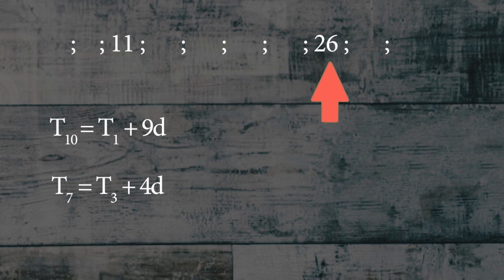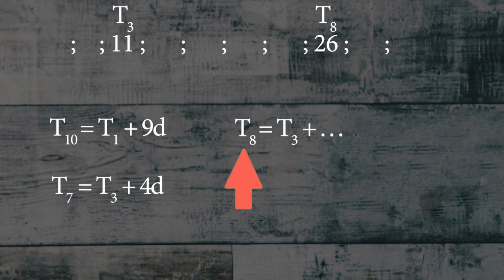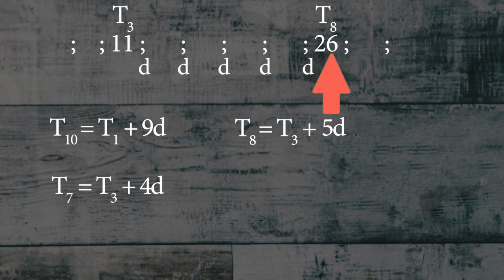Let me give you term 8, which is 26, as well as term 3, which is 11. So we can write it as term 8 is equal to term 3 plus how many constant differences? Well, excellent. Yes, it's 5 constant differences. Let's see if we are correct. Term 3 is 11 plus 1, 2, 3, 4, 5 constant differences gives us term 8, which is 26.